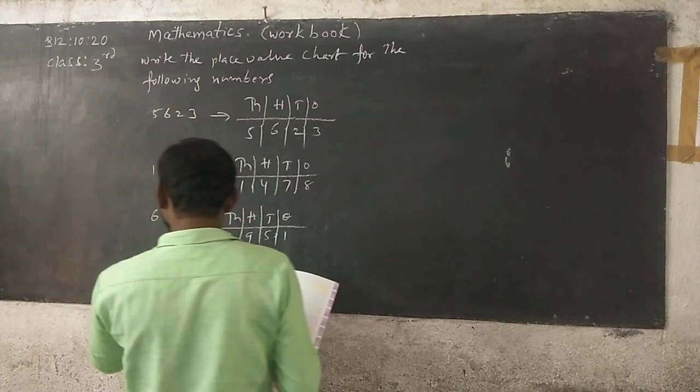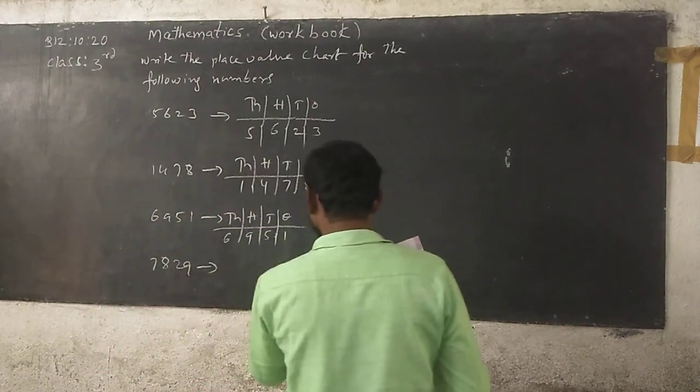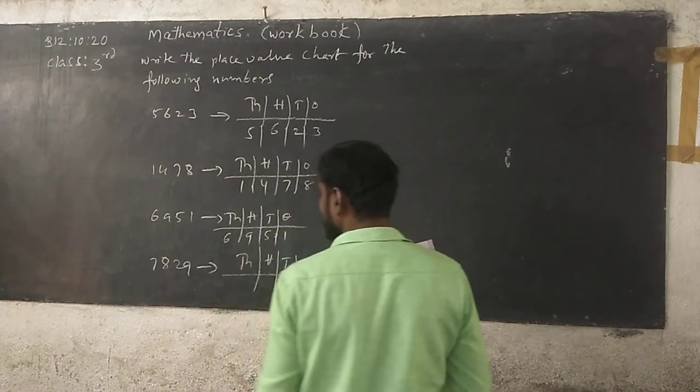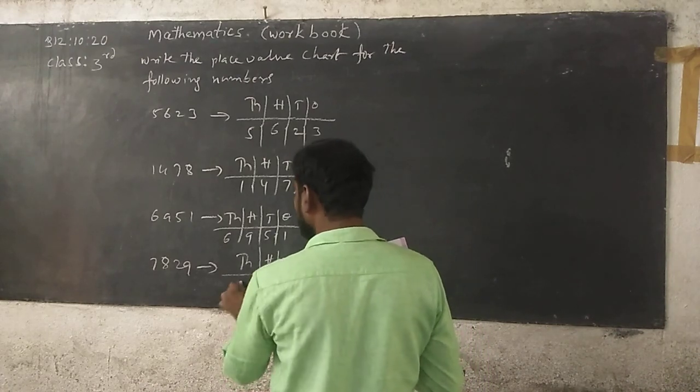Next, 7829. Ones, tens, hundreds, thousands. See here, 9 is in ones place, 2 is in tens place, 8 is in hundreds place, 7 is in thousands place.